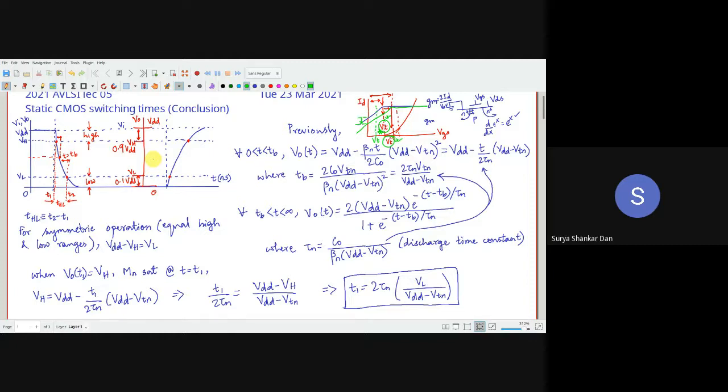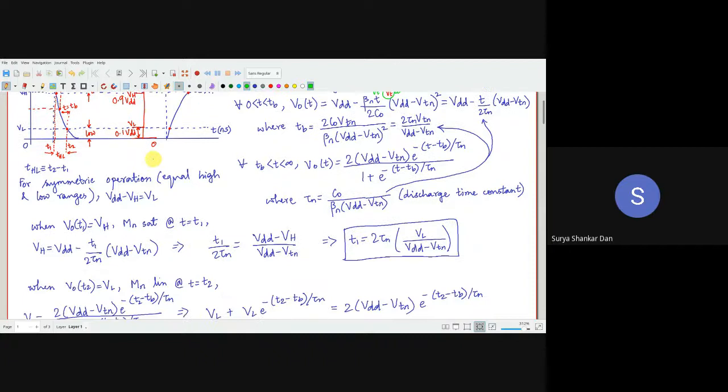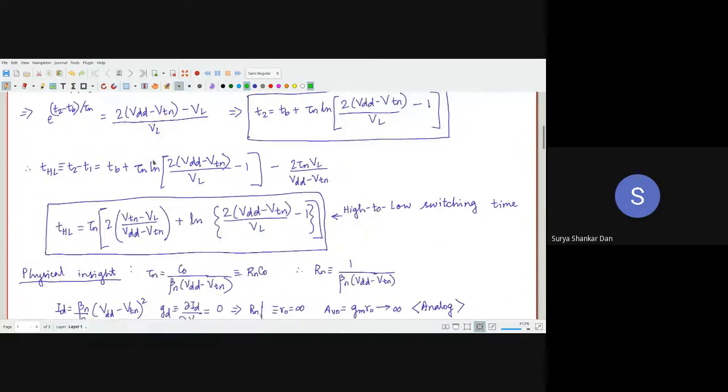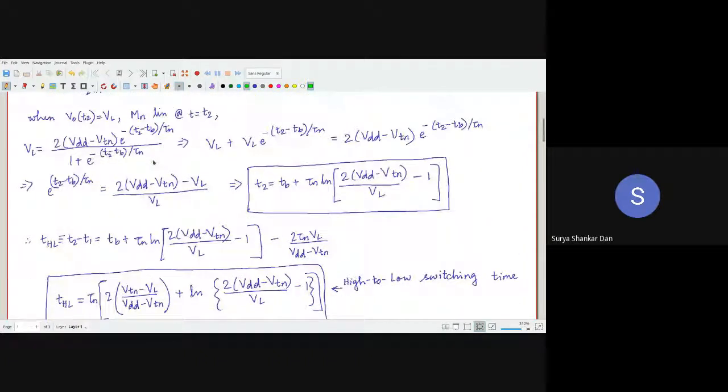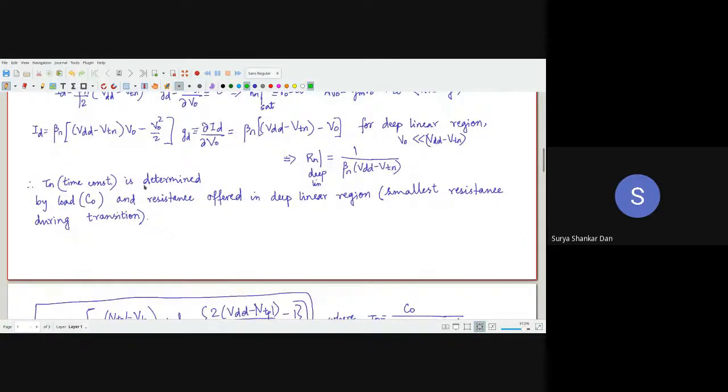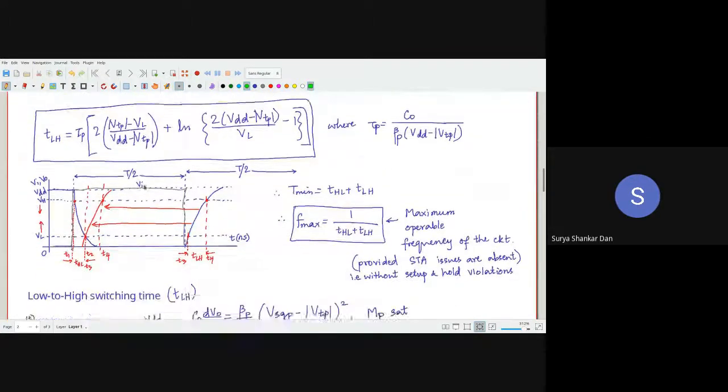Okay, I don't want to continue this anymore. There is a lot of mathematics and all. This physical insights and all we will see in the next class.